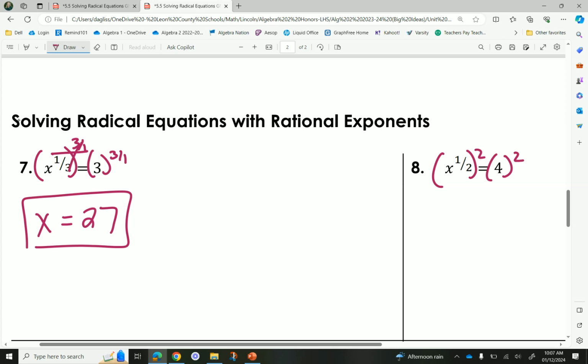So I'm multiplying by the reciprocal to get rid of the rational exponent. So 1/2 times 2 is 1. This is an x, but 4 squared is 16.